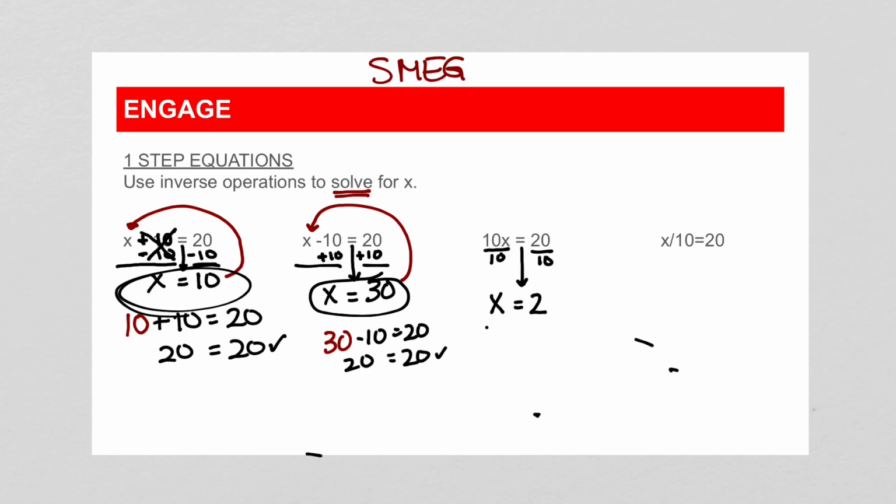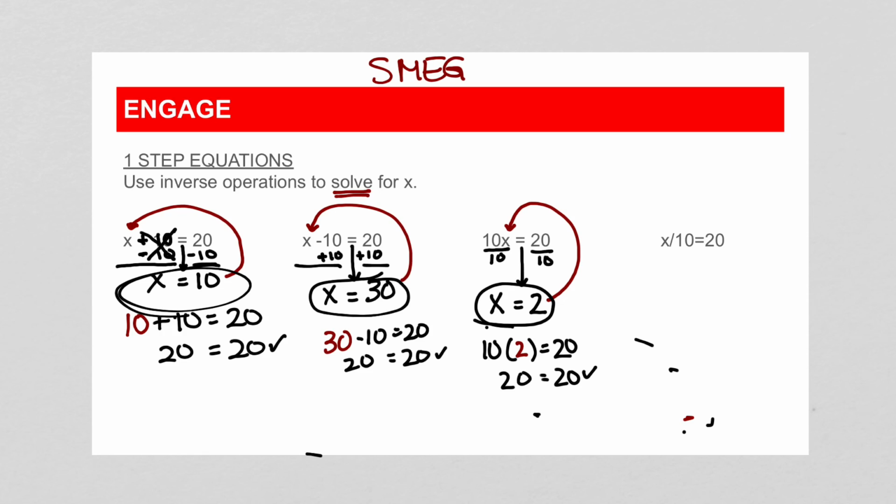How do I know for sure? I can always take that 2, substitute it in where the x is to see if it gives me a correct result. So 10 times 2, does that equal 20? Well, 10 times 2 is 20. I still have 20 on the other side. 20 does equal 20. That is a true statement. Therefore, x equals 2 is a solution.